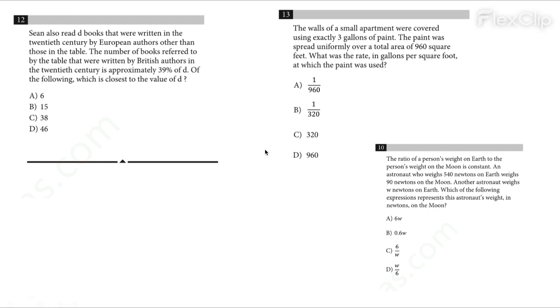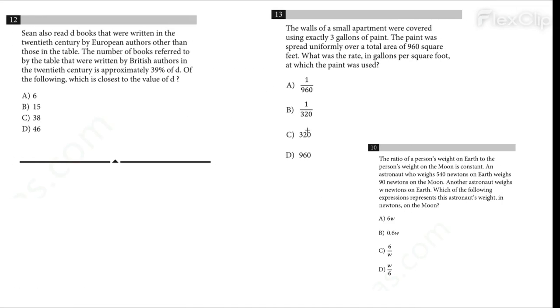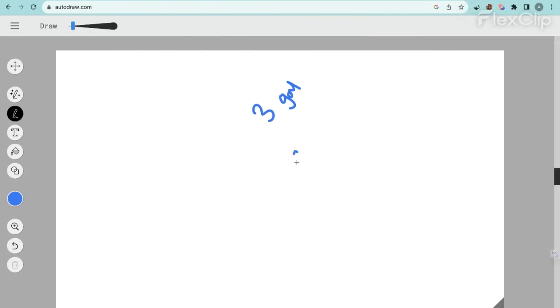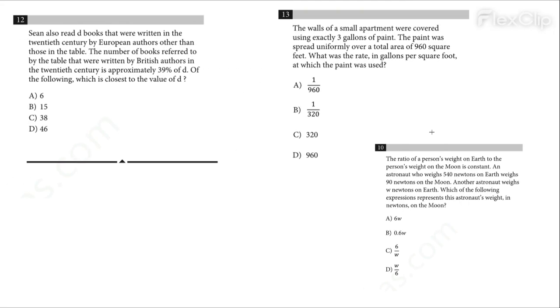Since it's saying it's in gallons per square foot, this number should be one of the smaller numbers because it's meant in gallons, and the gallon is a smaller value here. Think about it like this: 3 gallons is going to equal 960 square feet. The number of gallons per square foot means how many gallons are in each of these feet. So super simple, just divide. And 320. So your answer is C.